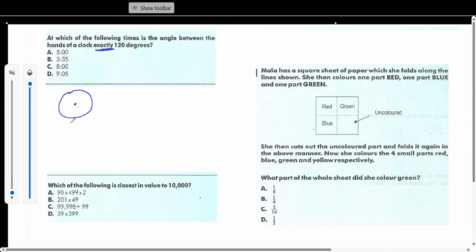5 o'clock would be something like this. This is 5. Okay, this is 12. And 3:35 should be something like this. 8 o'clock would be something like this. And 9:05.